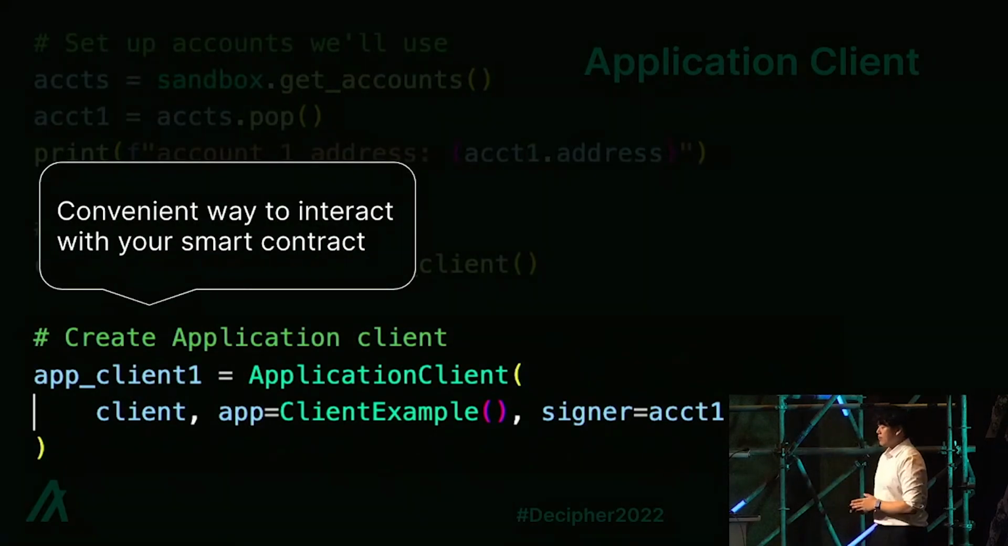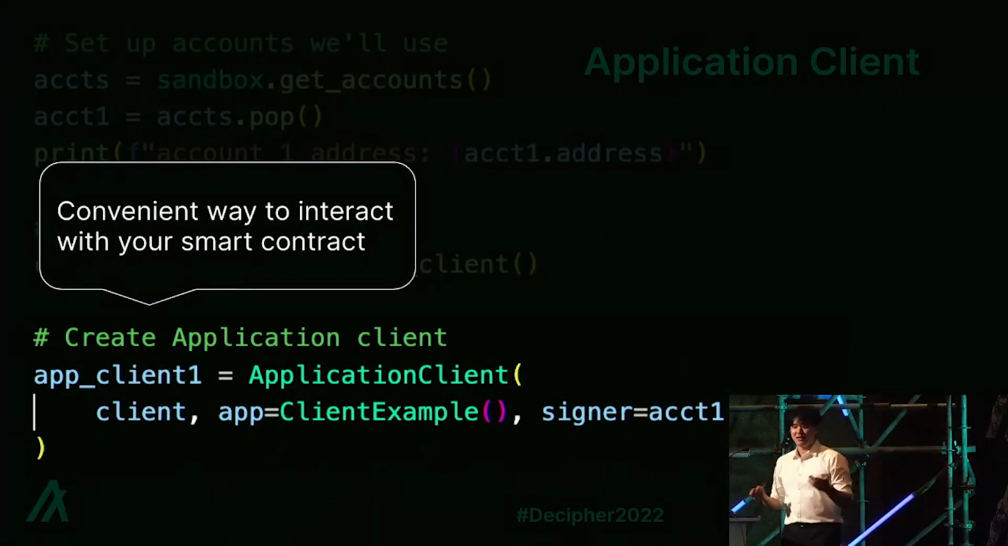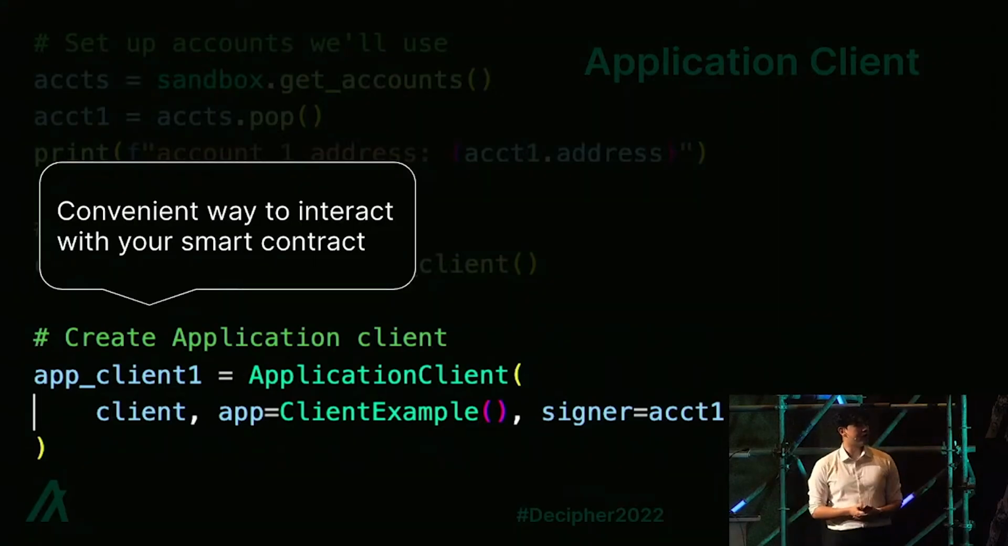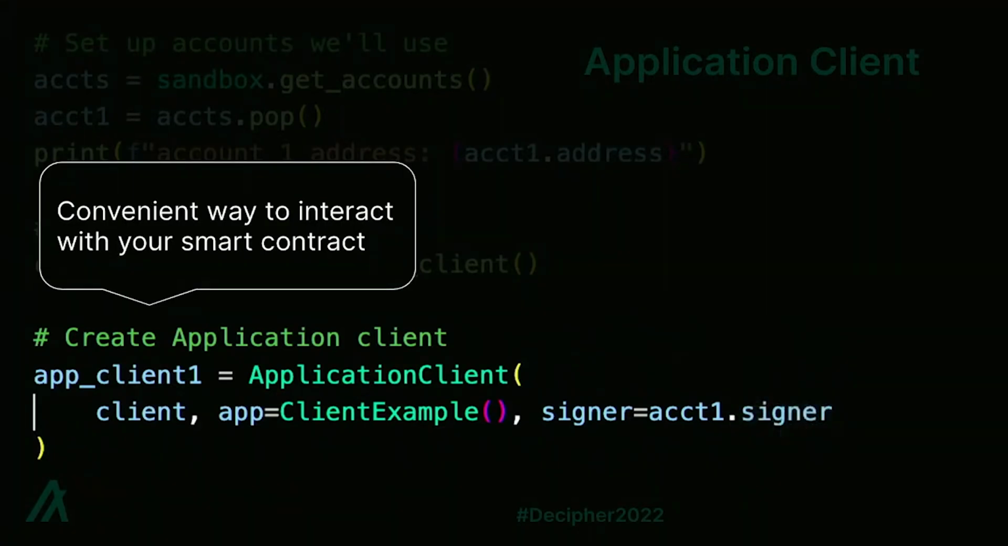The application client takes in 3 arguments: the Algorand client, an instance of your smart contract, because it's like a Python class, you can create an instance of it, and then a third argument, which is a signer of your account that you want to create the application client for. So what is an application client? It's a convenient way for you to deploy and interact with a smart contract for an account.